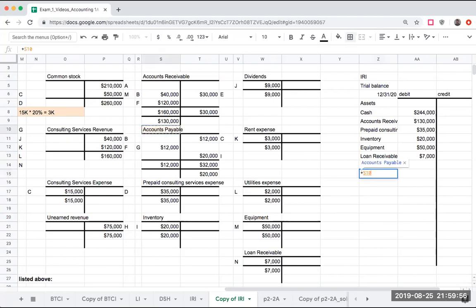Stephanie, you got a question? Yeah, so you listed the assets, but you didn't include the utilities expense. Like, why is that?